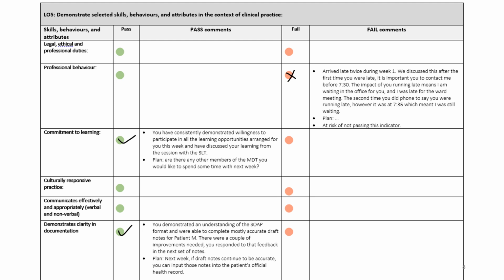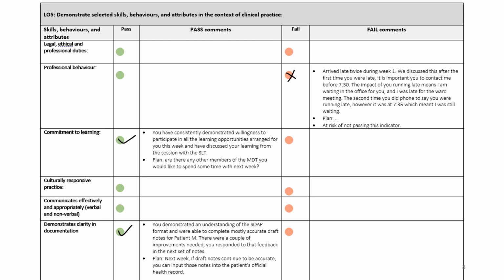So I've again used the same passing example for commitment to learning, but this time I've added in a different example for demonstrating clarity in documentation. This is an example where a student may have demonstrated an understanding of the SOAP or TAP format. They were able to complete some accurate draft notes. They've responded well to feedback and made those improvements. And so again, there's been a discussion around a plan.